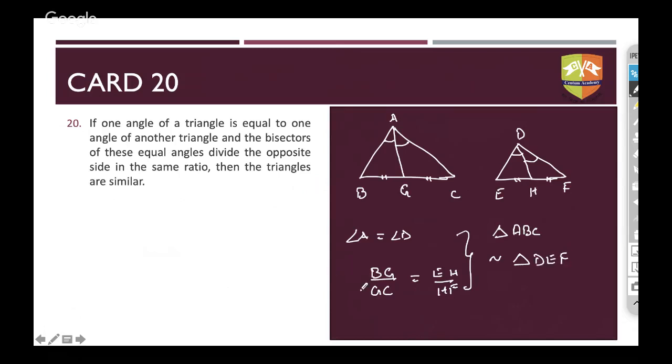Now, what did we learn from the internal bisector theorem? If you remember, BG by GC is equal to AB by AC. The internal bisector theorem says that in a triangle, if there is an internal bisector of an angle, let's say AG is the internal bisector, then AB by AC will be equal to BG by GC. So here, AB by AC is equal to BG by GC, and similarly here it will be equal to DE by DF.